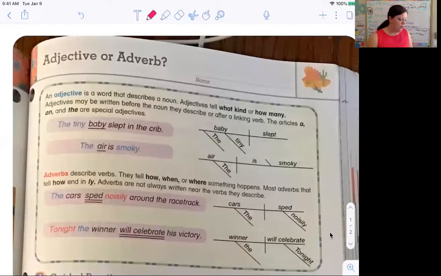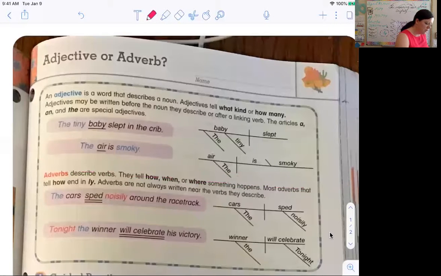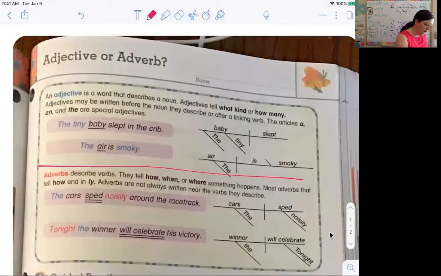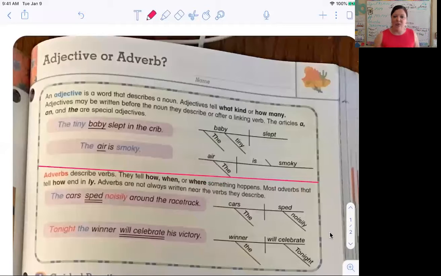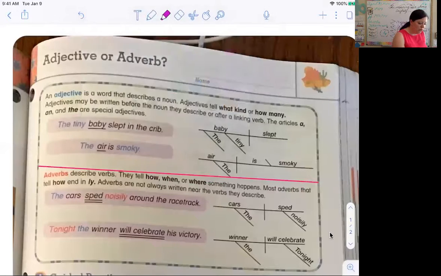So what I'm going to do for this page is just draw a line. I'm going to redo that so it's not so thick. Let's try this one. Draw a line separating these two things, because the top section is talking about adjectives and the bottom section is talking about adverbs. Before we get started on our page for today, let's do just a quick review. And if you'd like to, you're welcome to mark the things in your textbook as I'm doing it in mine.